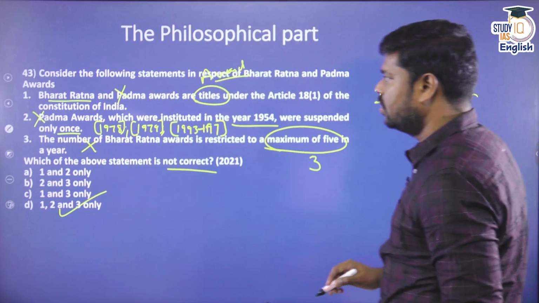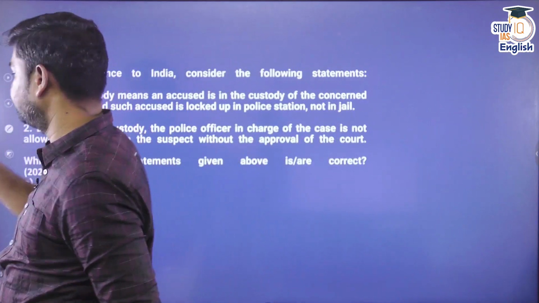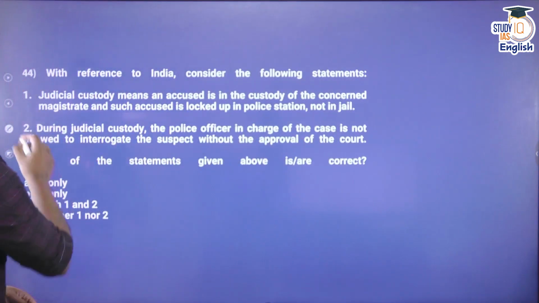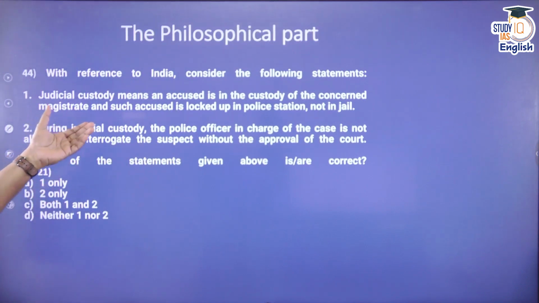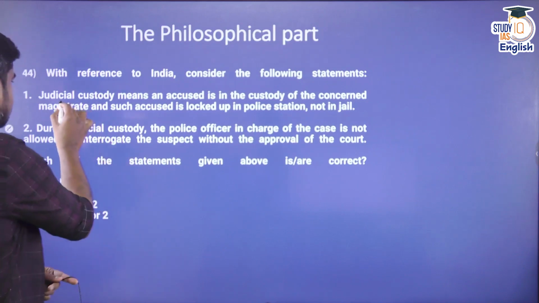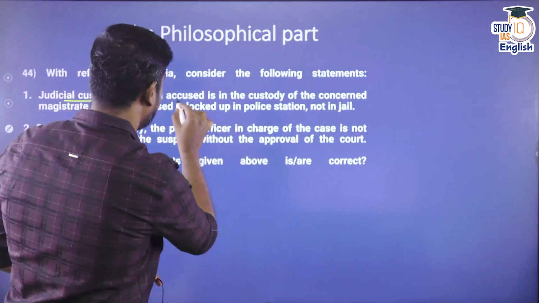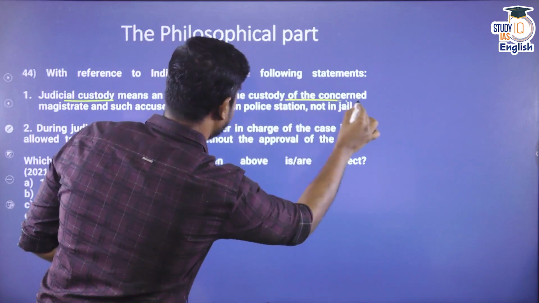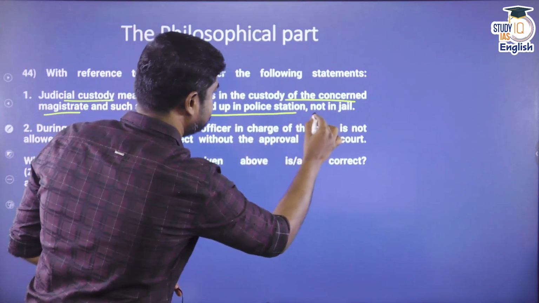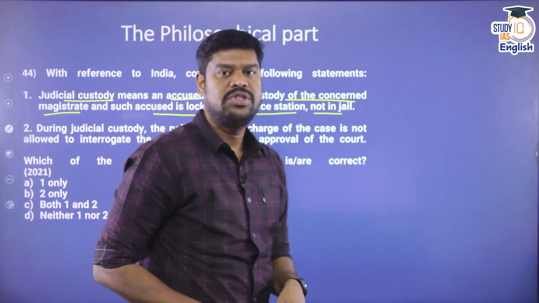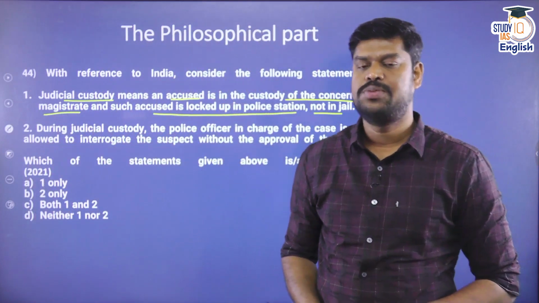Come, let's move to the next question. A very good question. With reference to India, consider the following statements. Statement 1 says judicial custody means the accused is in the custody of the concerned magistrate and such accused is locked up in the police station and not in jail. For this, we will have to understand what punitive detention is.